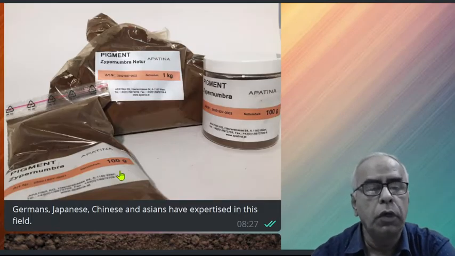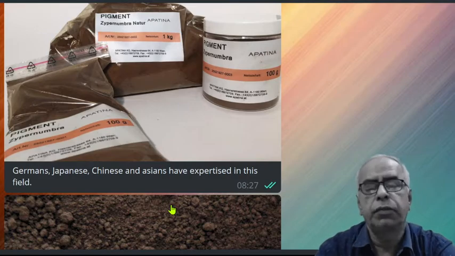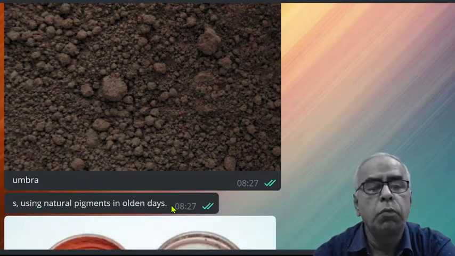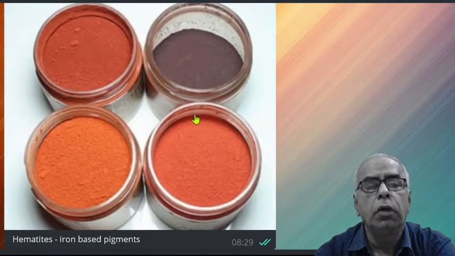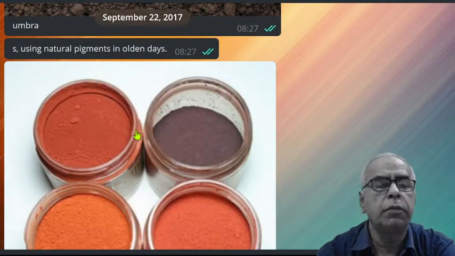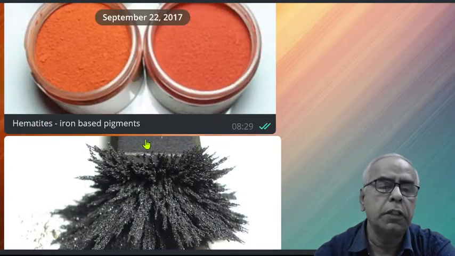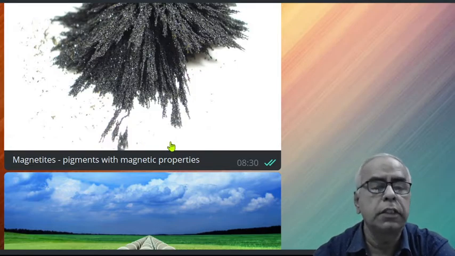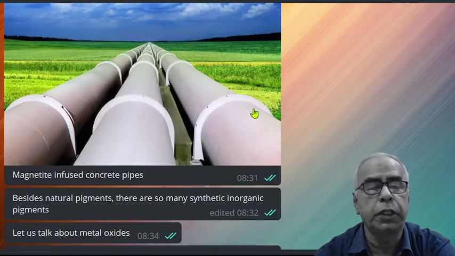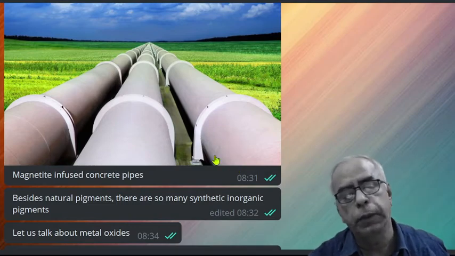Then we have a variety from Germans, Japanese, Chinese, and other Asians. They have expertise in this field. Now, umber gives a beautiful coffee brown color. In fact, several pigments have been used in olden days also. Hematites are iron-based pigments, and we have magnetites. They have magnetic properties. These magnetic-infused concrete pipes are very popular.